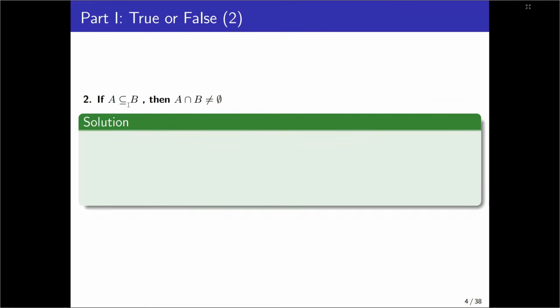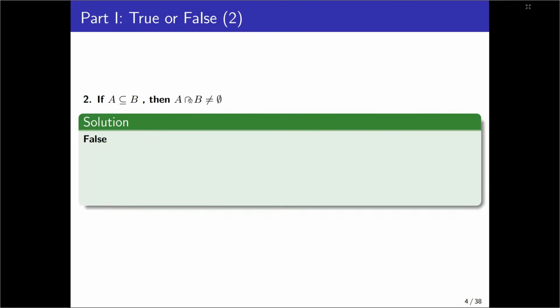Second one: if A is a subset of B, then A intersection B is non-empty. A is a subset of B means that each and every element of A is included in B. So this implies that the intersection of these two sets is always different from empty. Then the statement is false.